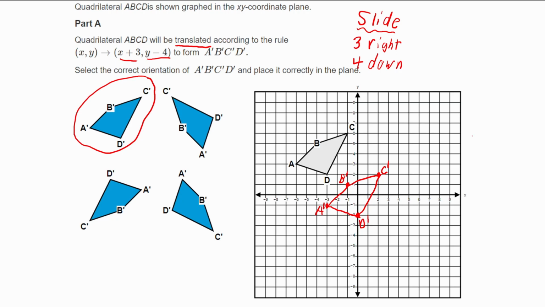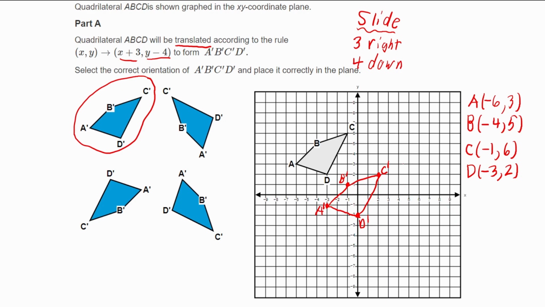If we wanted to, we could also write all of our coordinates just for the practice, right? A is at (-6, 3). Your x coordinates first. It's your original coordinates. B is at (-4, 5). C is at (-1, 6). And D is at (-3, 2).